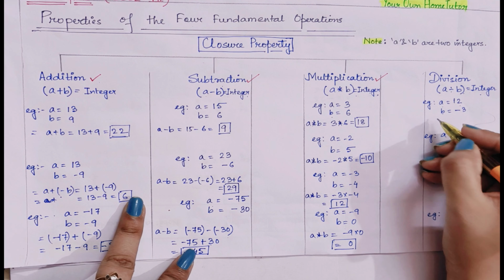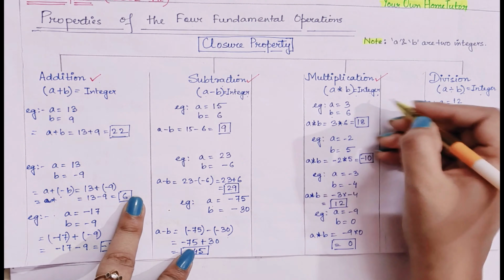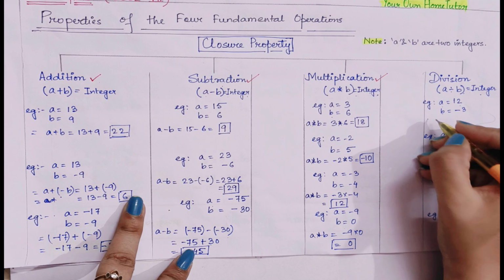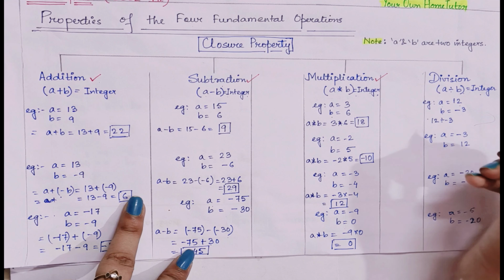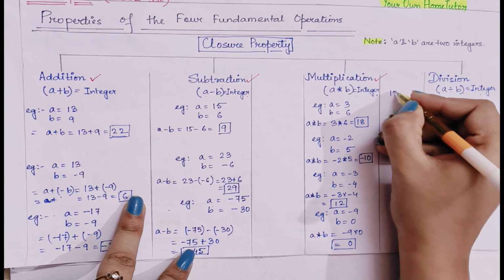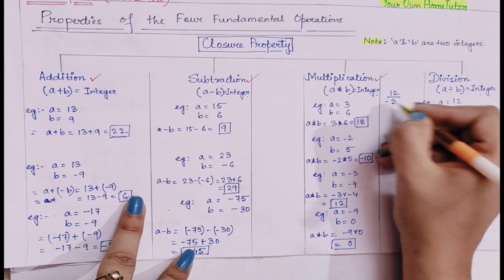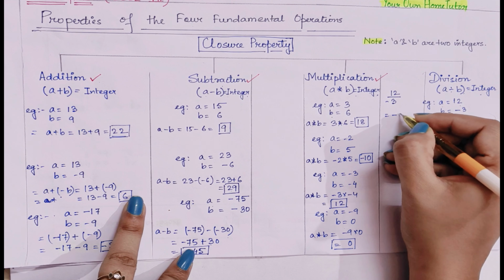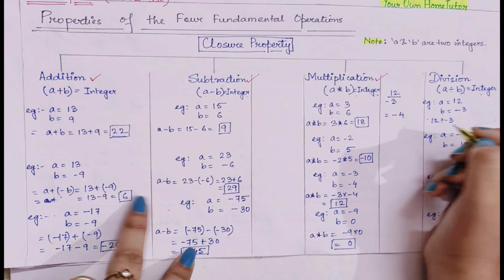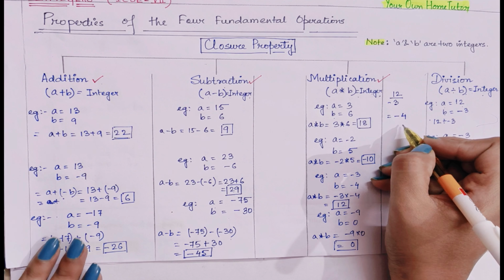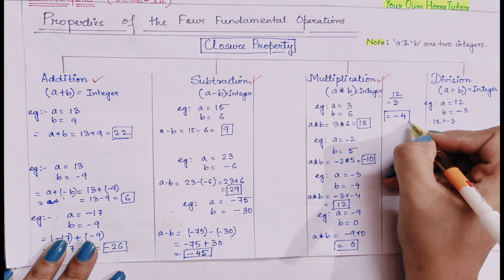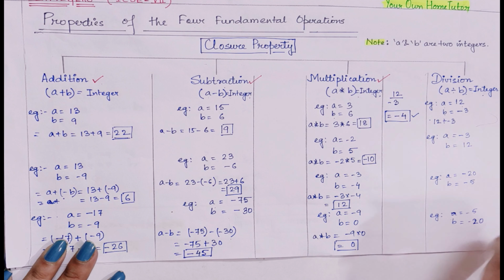So now, if you note here, if I divide a with b, then 12 divided by -3. Any positive integer when divided by a negative integer will give me a negative answer or quotient. So the answer comes out to be -4. So in this case, we see that the closure property is holding.